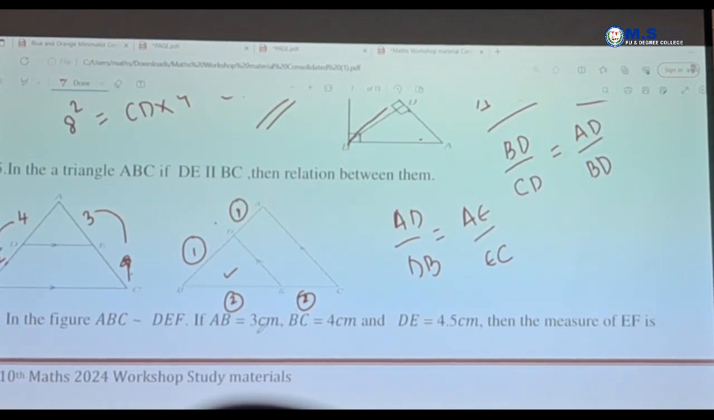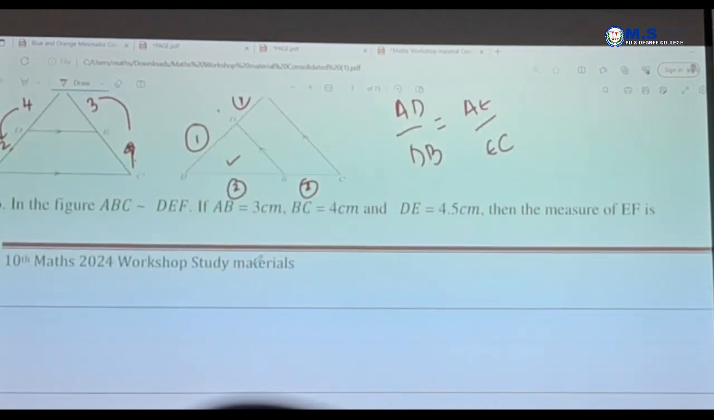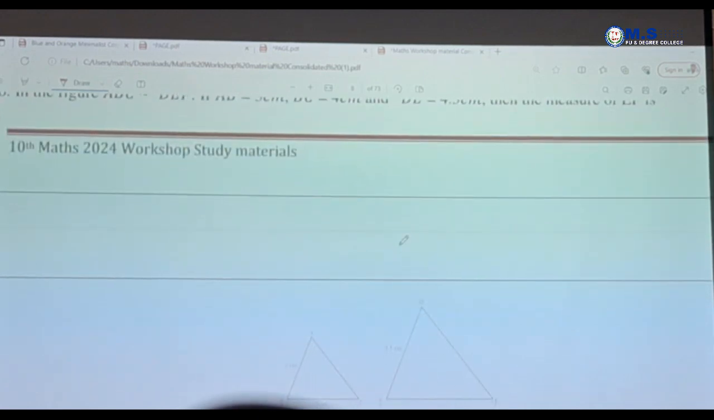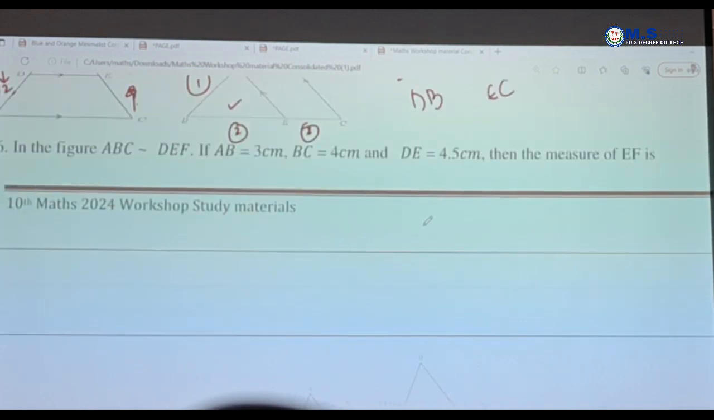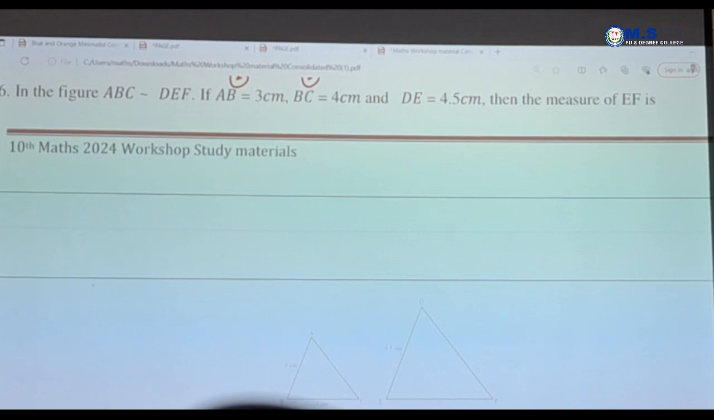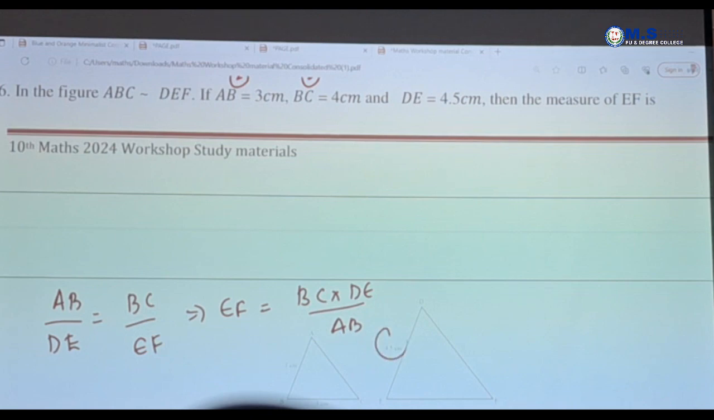Next question. In the figure, triangle ABC is similar to triangle DEF. If AB equals 3, BC equals 4, DE equals 4.5 centimeters, what is the measure of EF? So already they have given the condition: two triangles are similar. That means their corresponding sides will be in proportion. AB by DE will be equal to what? BC by EF. Now what is EF? EF equals BC into DE by AB. What is BC? 4. 4 into 4.5 by 3. What is it?